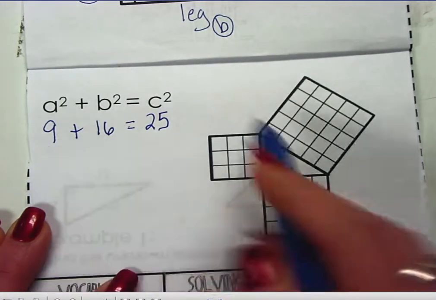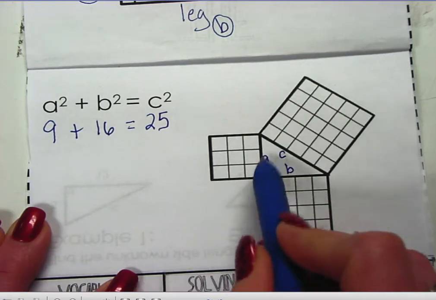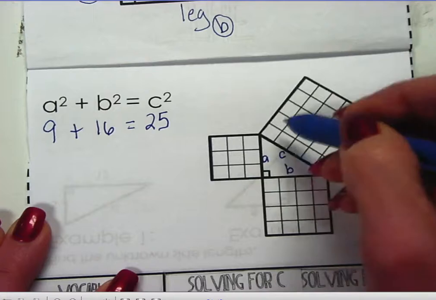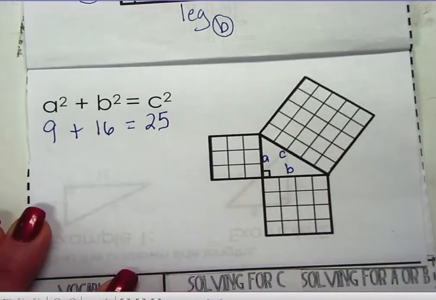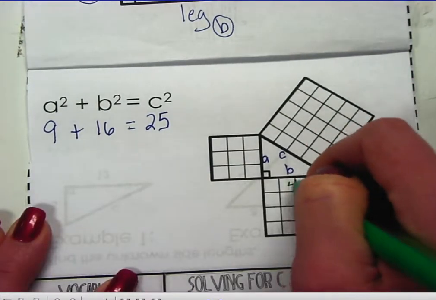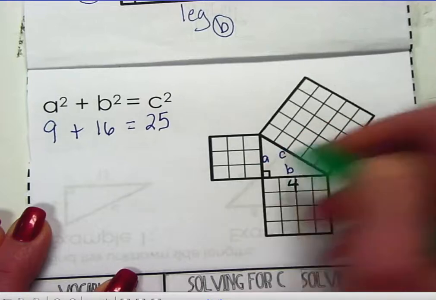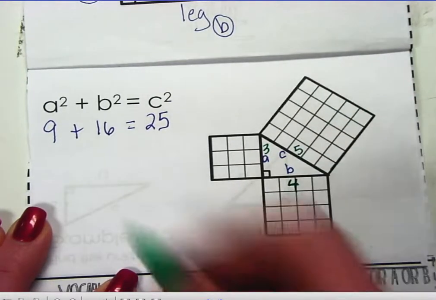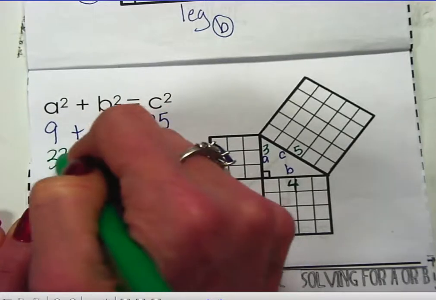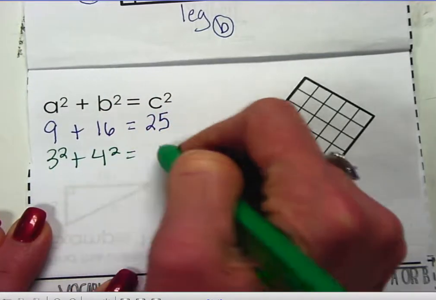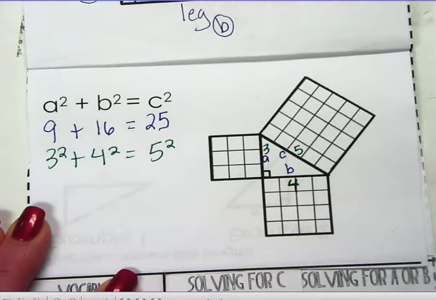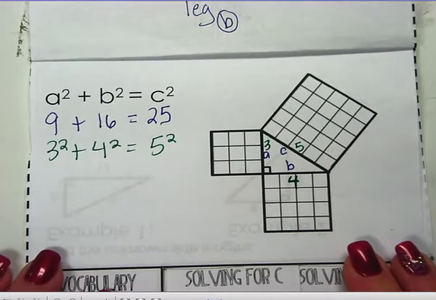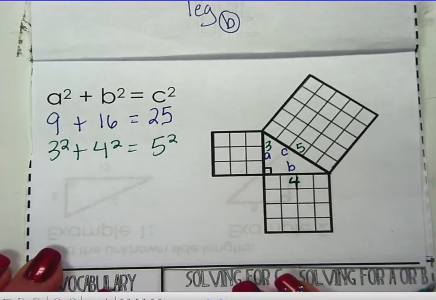So again, although the side length is 3, the square is actually going to be 9. The side length here is 4, but the square is 16, and this is 3, and this is 5. So basically another way of saying this is 3 squared plus 4 squared equals 5 squared, and we can prove it up there. So you'll see how this theorem will help us come up with missing side lengths of triangles.